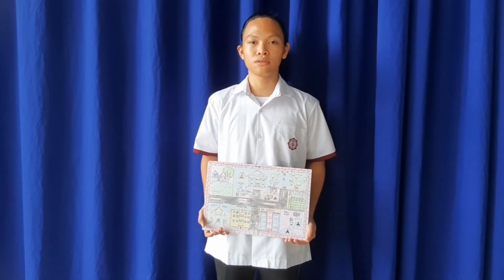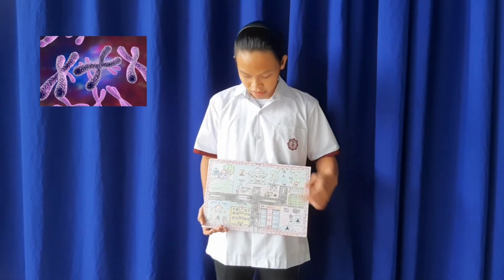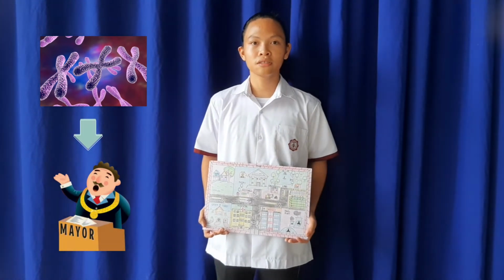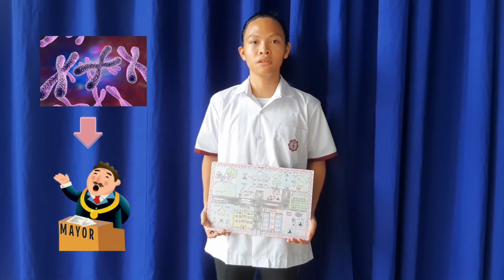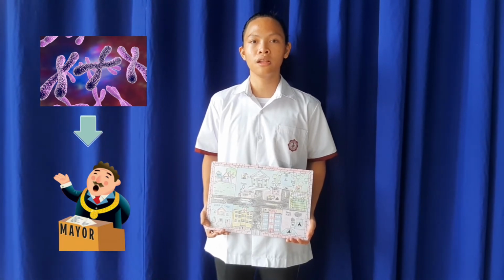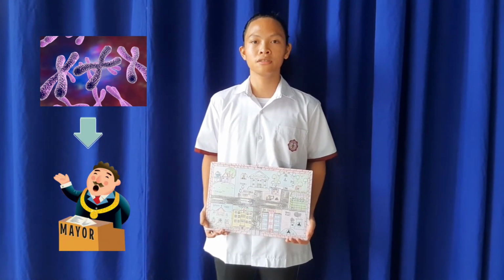Next is the chromosome. The chromosome is represented by the mayor because it has all the power and information to run the city, the same as the chromosome. It contains all the information to run the cell and pass on the hereditary traits of the cell to a new cell.